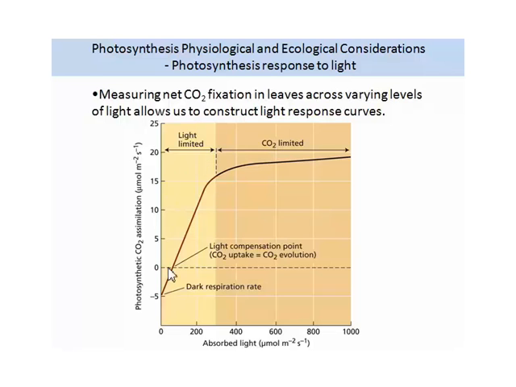This component, or the light yellow component of the graph, is light limited. Then you reach a point where there is enough light for you to optimize the photosynthetic capacity. The reaction then is known as carbon dioxide limited. In this species, the light limit is about 300 micromoles per meter squared per second.